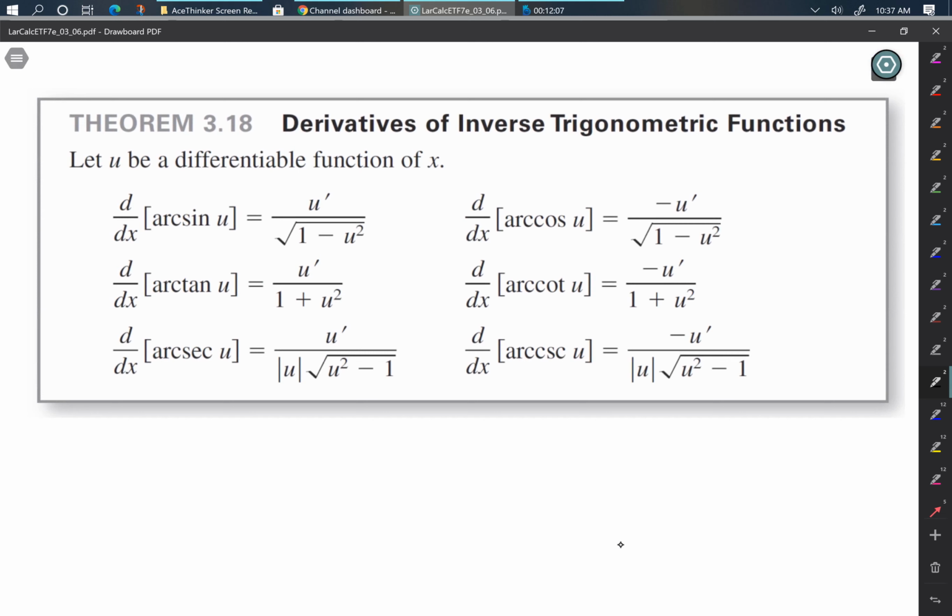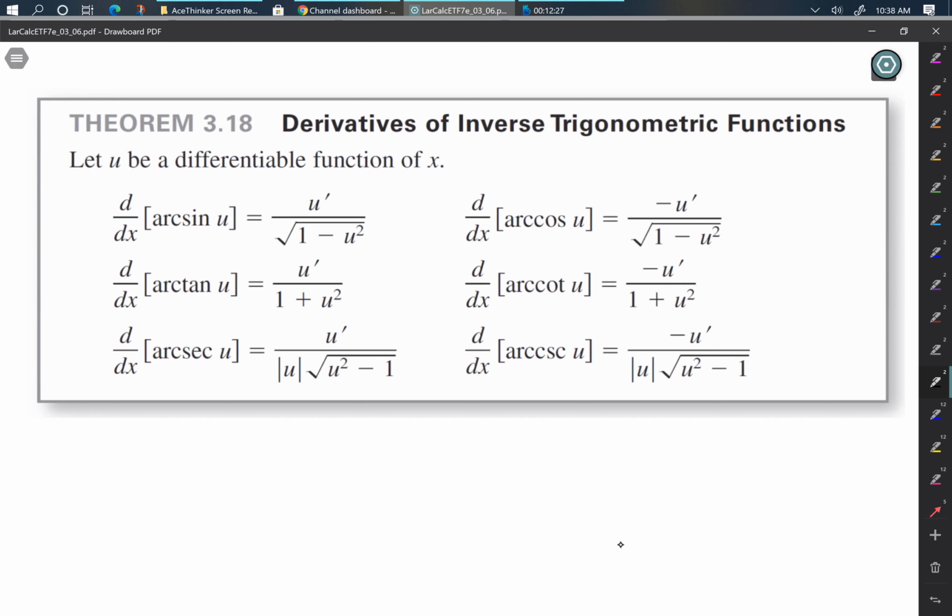So here are the derivatives for the arcsine, the arccosine, the arctangent, the arccotangent, the arcsecant, and the arccosecant. Right? Now, these are the chain rule variants. You'll see that they are not taking the arcsine of x and the arccosine of x. It's the arcsine of a function u.